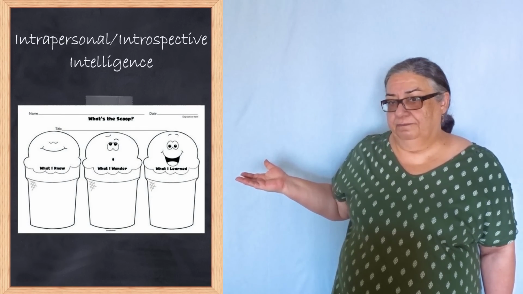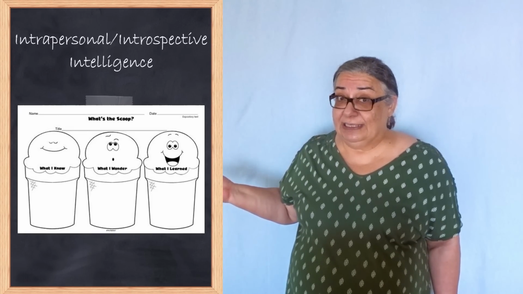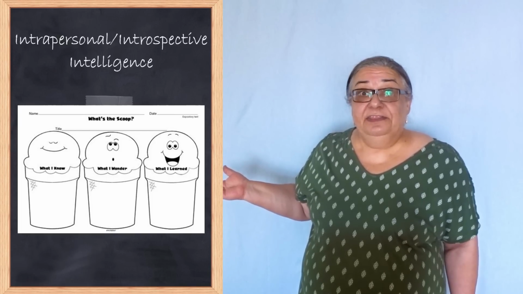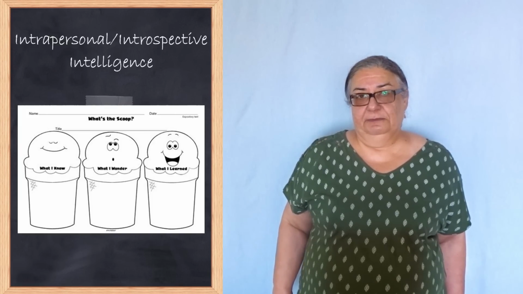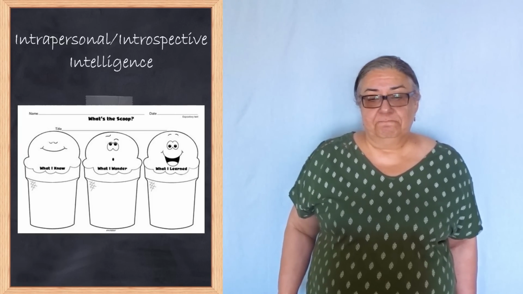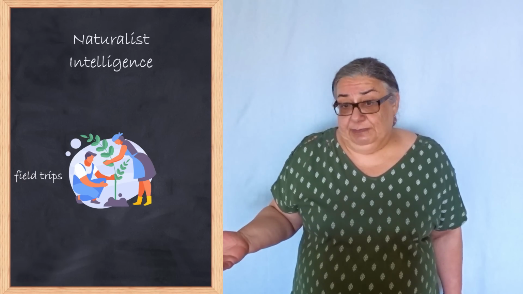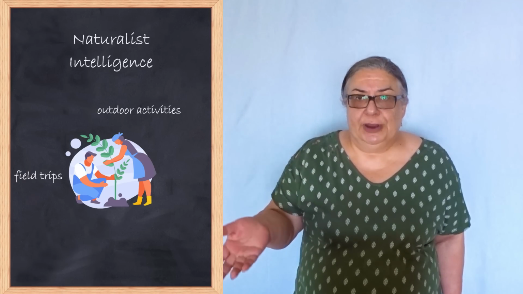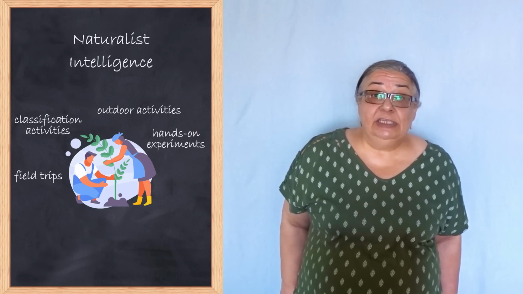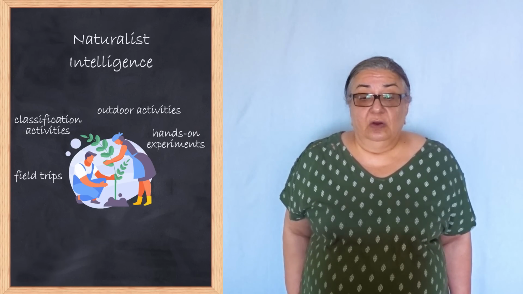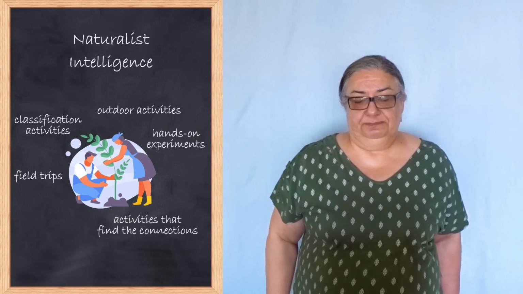Look at this figure. It's a kind of graphic organizer. Remember I said these activities are not mutually exclusive? So I say, think of butterflies and fill in the graphic organizer. Naturalistic intelligence: field trips and outdoor activities, hands-on experiments, classification activities, or activities that require finding connections.